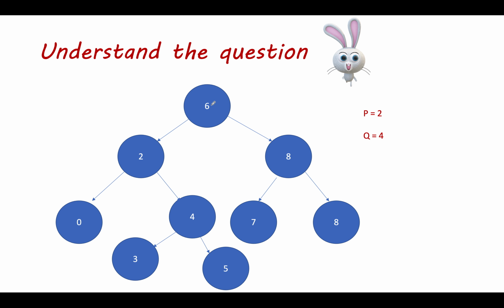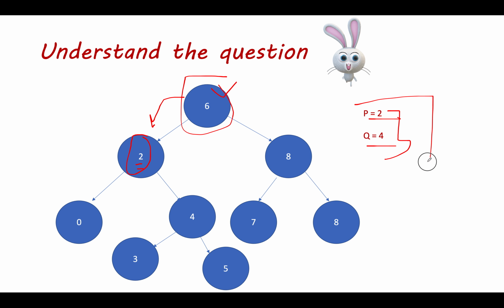Let's try it for another example. Here we have P as 2, Q as 4. So the first is the root. Root is 6. 6 is greater than both of them, P and Q. So you'll move towards left. So you go here and you will see 2. 2 is within the range of P and Q. That means you need to return the lowest common ancestor as 2.